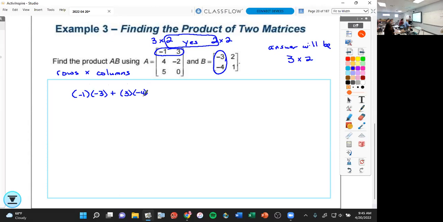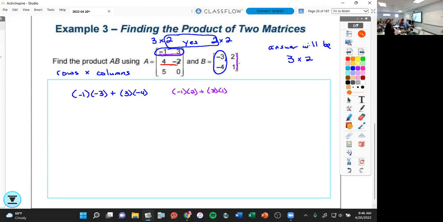Okay. I'm now going to take row 1 with column 2. So I'm still in row 1 in my answer, but I'm now in column 2 in my answer. What's it going to be? Well, -1 times 2 plus 3 times 1. Questions so far? I'm done with row 1. We'll now move on.